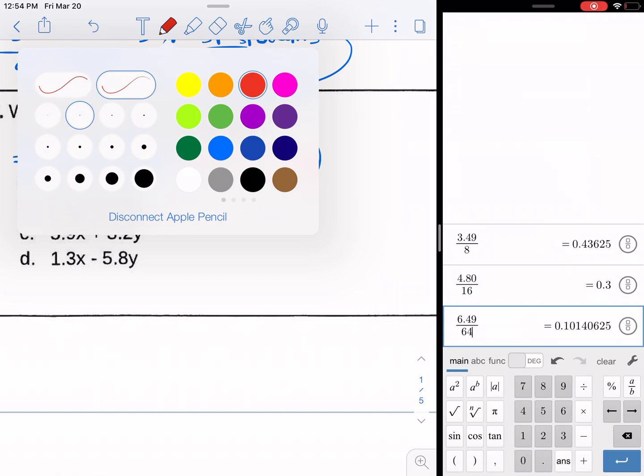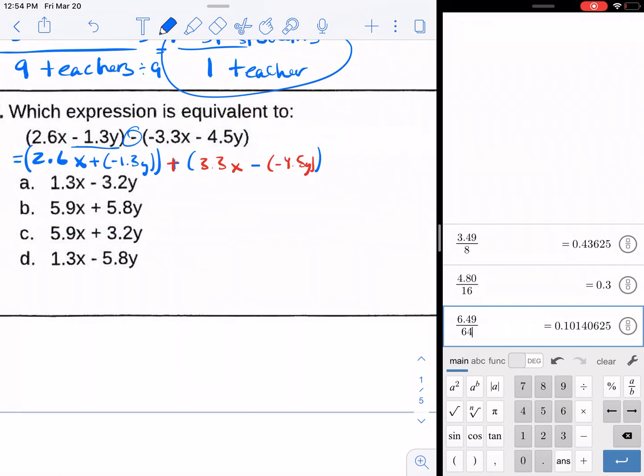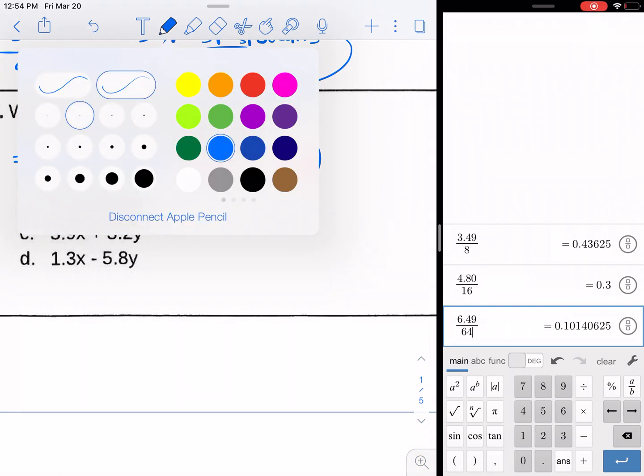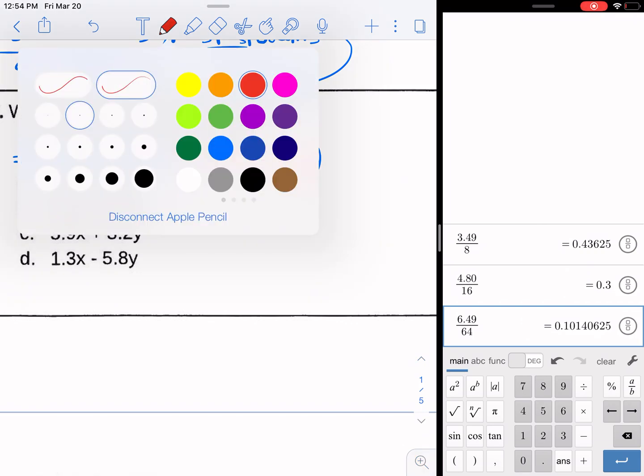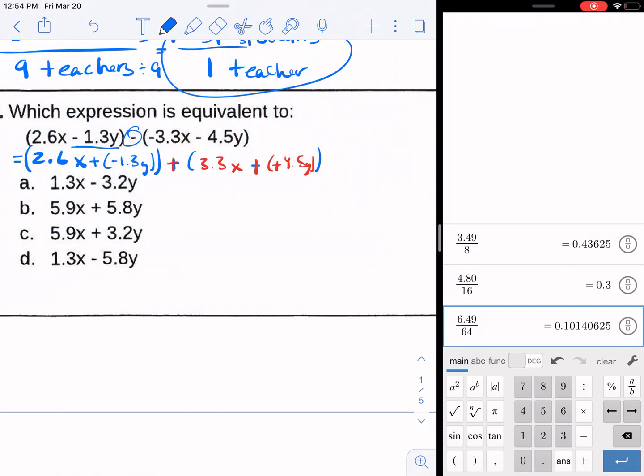And then do it one more time. Look for any more subtraction signs. Well, so going from left to right, 2.6x plus negative 1.3y plus 3.3x. Oh, there's a subtraction sign right there in the middle. So change that to a plus. And then this right here is going to change to its opposite. Boom. Okay. Looks like we're ready to go.